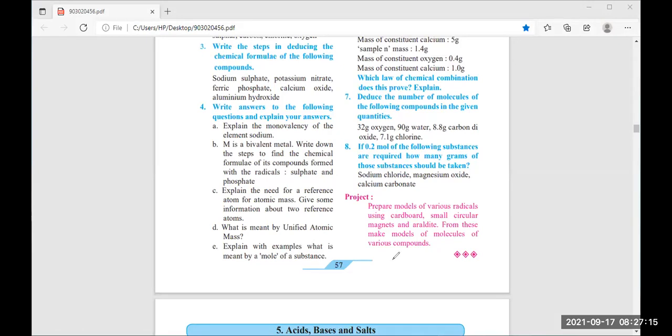Whatever words I speak, listen carefully, students. Sodium's atomic number is 11. So we can write its electronic configuration. What will we get? 2, 8, 1. In the outermost orbit only one electron is present, so its valence is 1. Second thing, monovalency we got.